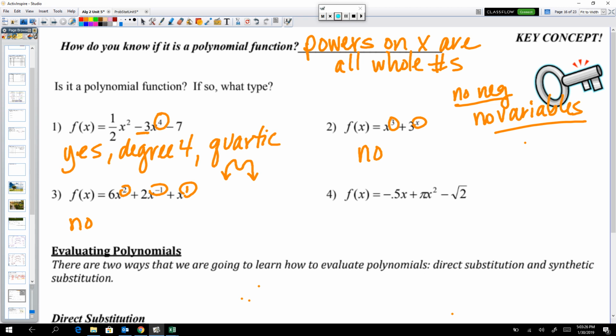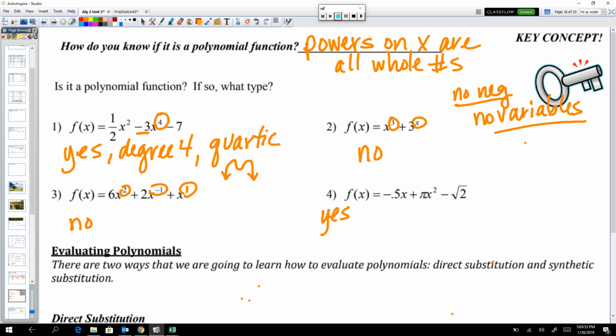And then number 4, look at number 4 carefully. The power on this is an invisible 1, that's fine. The power on this is a 2, that's fine. The power on this is actually x to the 0, that's fine. So yes, it is a polynomial, because we don't break any of the non-polynomial rules. We don't break negative exponents or variable exponents. So yes, this is a polynomial.